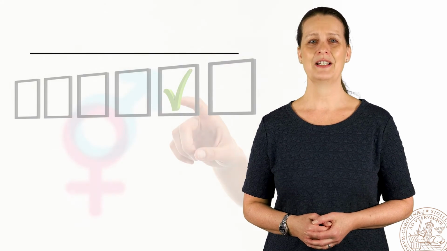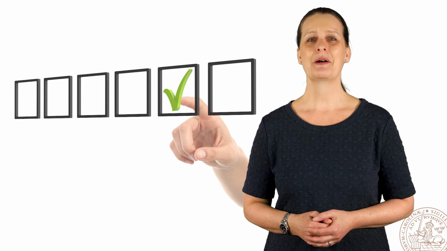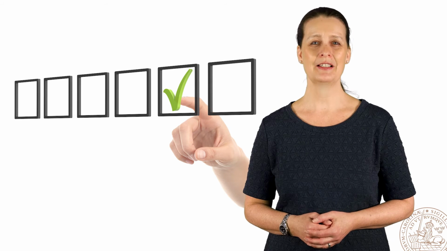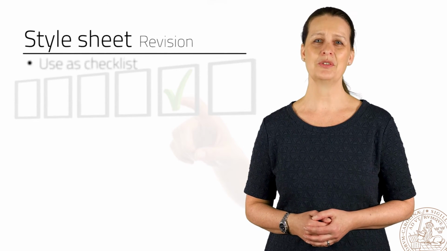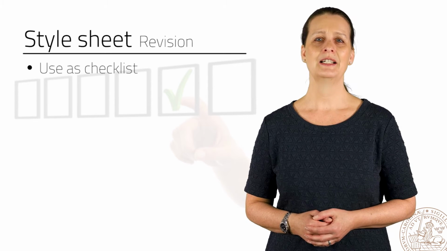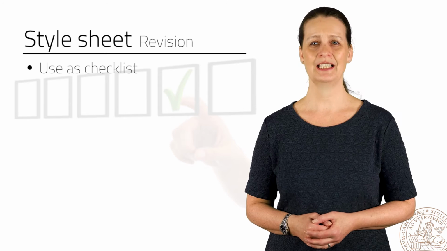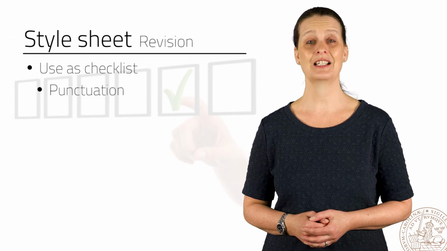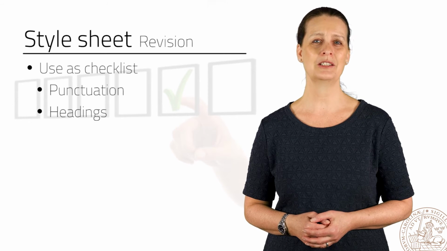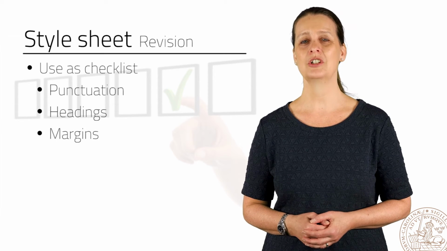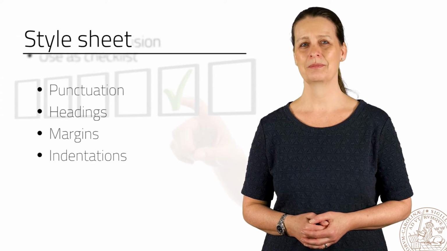All the things I have listed are important to be aware of before you start writing, but the style sheet will also help you at a later stage, because when you come to the revision stage, you can use it as a checklist. Going through all the items of the style sheet again, you can check that you have punctuated the entire document according to instruction, that all headings are formatted correctly, that margins look okay, and that there are no missing indentations, for instance.